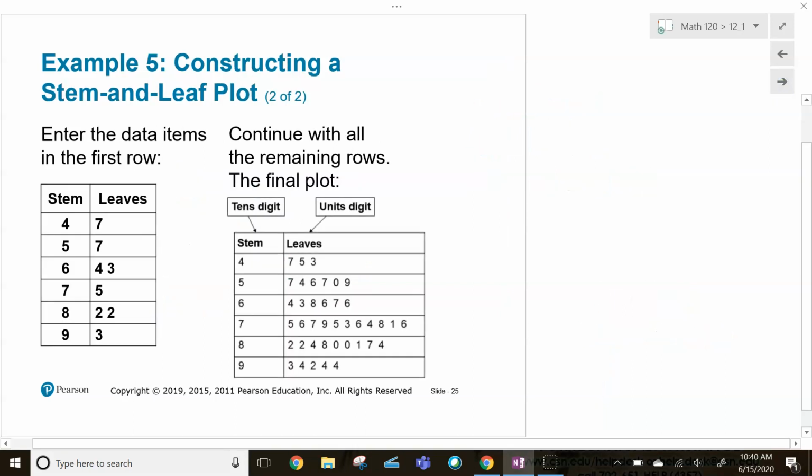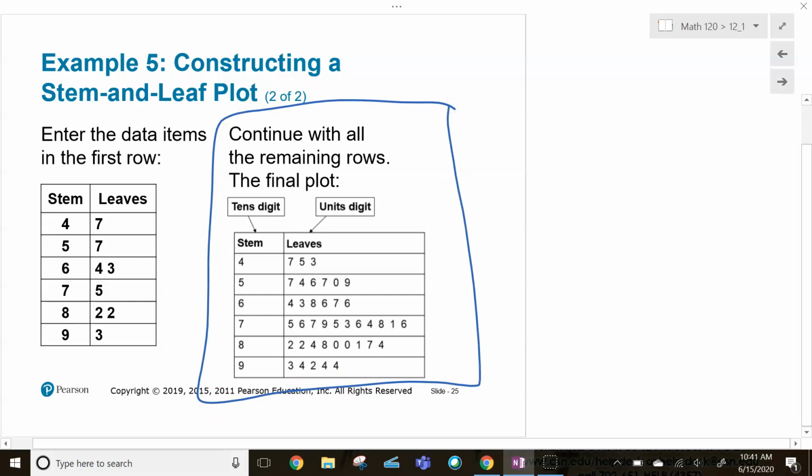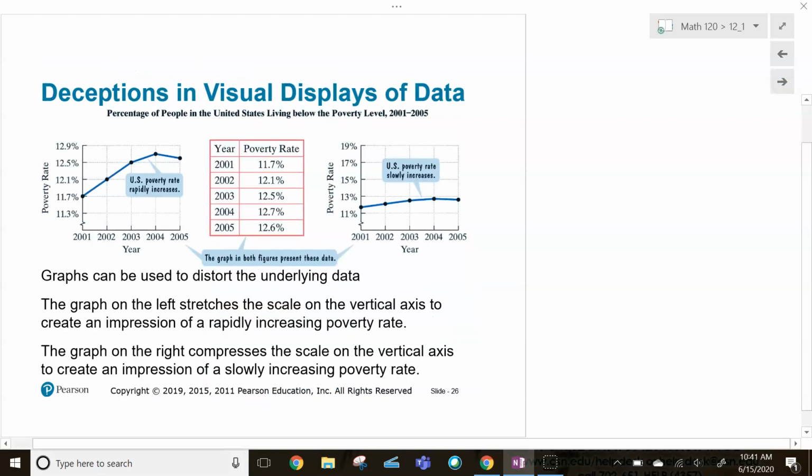But here's your whole stem and leaf plot here. So you're all done with all the data, and then that displays all the data for you. It's nice because you're like, hey, I got a whole bunch of these in the 70s. Right? You can see that from your stem and leaf plot. You can kind of see that frequency distribution a little bit.